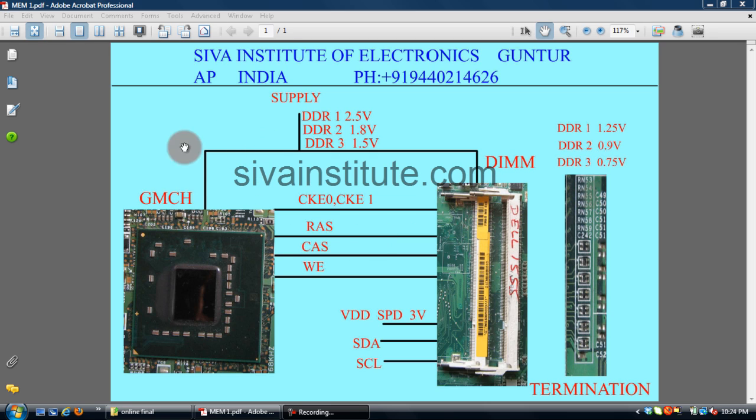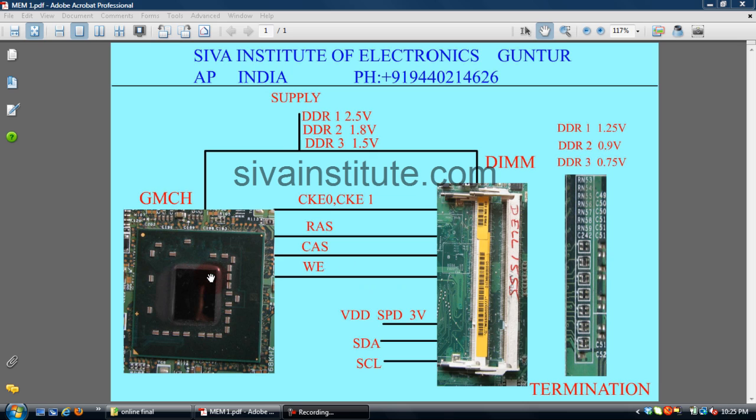Next, when this voltage comes to the GMCH, the CKE0 and CKE1 clock enable voltage will come out from the GMCH to the memory slot. RAS, row address strobe, column address strobe, write. These pins have some voltage, 1 to 1.5 volts. If there is no voltage at these points, you should check the GMCH.